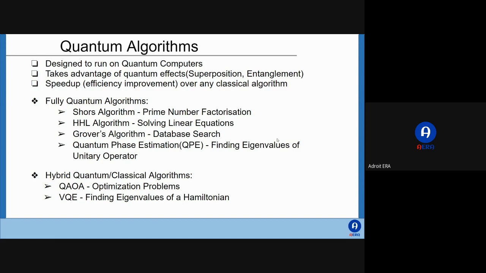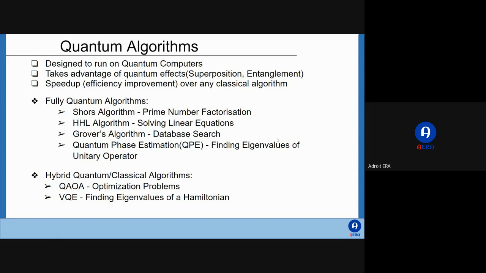If it's not the lowest value, the results will be sent again to a classical computer, and the loop goes on until you find the lowest value, or the right value, of the problem. So QAOA is used to find solutions to optimization problems, and VQE is used to find the eigenvalues of a Hamiltonian. To put it in layman's terms, it can be used to find the ground states of a particular molecule. We will discuss in detail how hybrid quantum classical algorithms work in the coming slides.